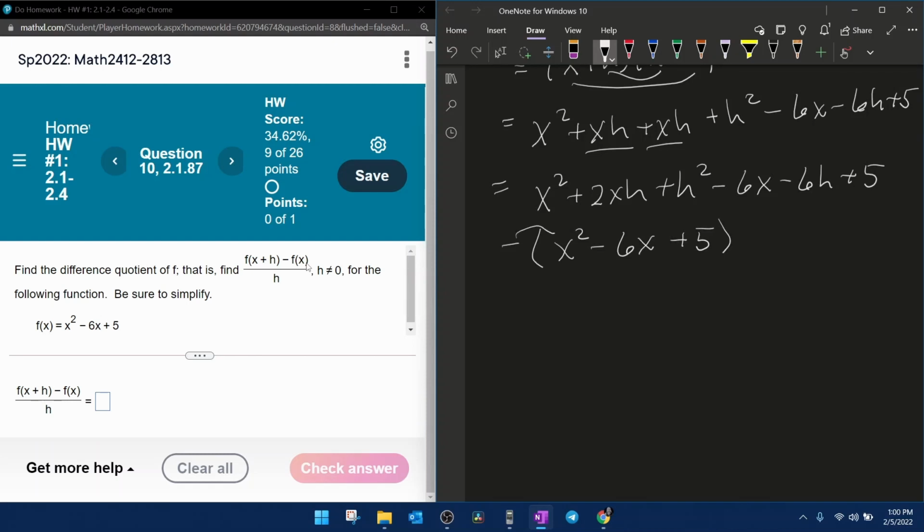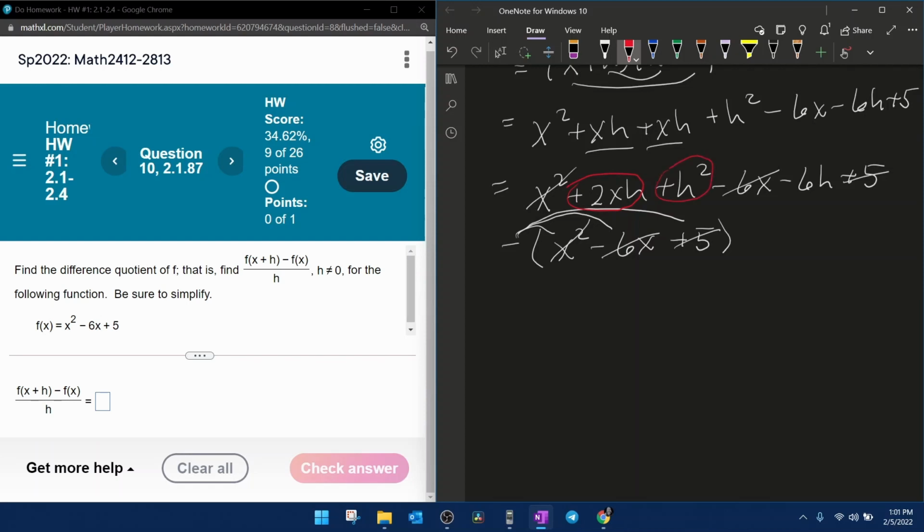That's going to give us a negative x squared, which will cancel the positive x squared. Negative and negative, that's going to give us a plus 6x, which will cancel the minus 6x. And minus 5 will cancel the plus 5. So once we distribute the negative and combine like terms, we are going to have 3 terms left.